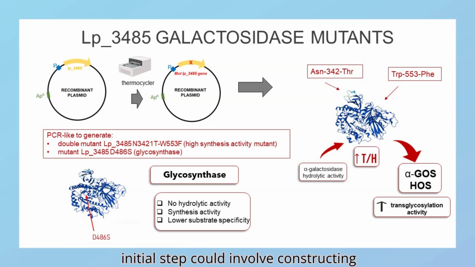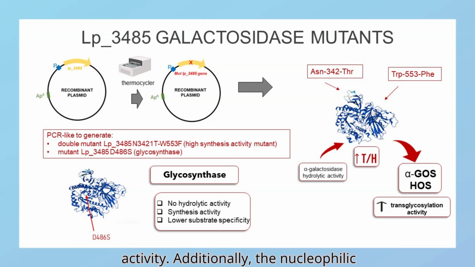An initial step could involve constructing the N3421T/W553F mutant, which has been previously developed for a galactosidase from the GH36 family of Geobacillus stearothermophilus. Based on the results, additional mutants can be designed to further improve transglycosidase activity.